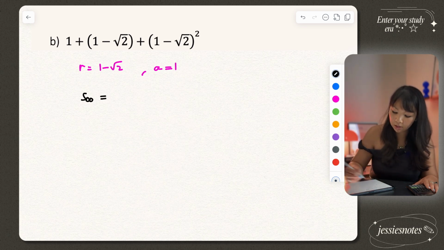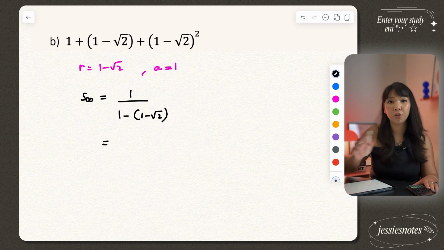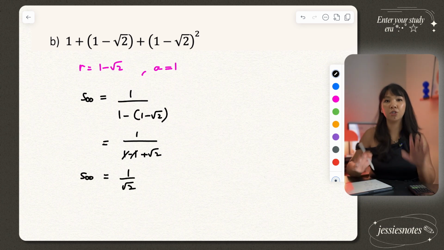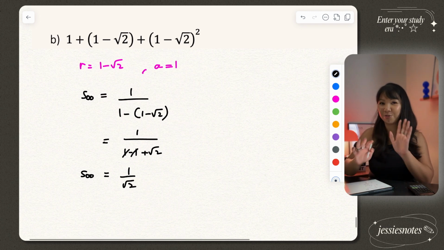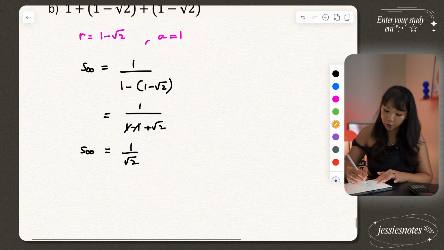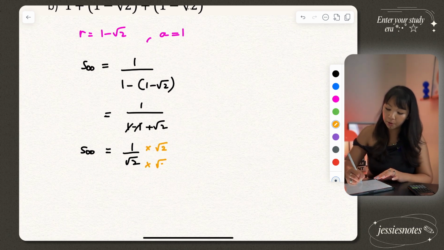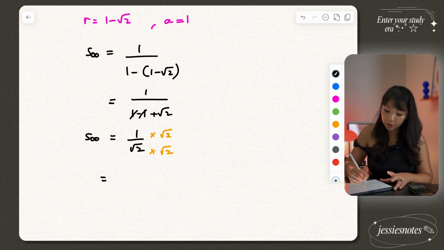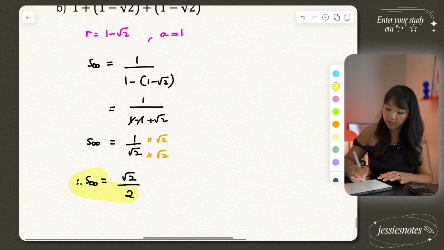So if we plug that into the limiting sum formula, we get a over 1 minus r, which if we continue to expand the denominator, we're going to get 1 minus 1 plus root 2, where the 1's cancel and we just end up with 1 on root 2, which is giving exact value trig vibes, but we don't really need that. So now we just need to rationalize the denominator. To do so, we need to times top and bottom by root 2, because that makes it a rational value. So we end up with root 2 at the top and just 2 on the denominator. Yay, so that is our limiting sum.